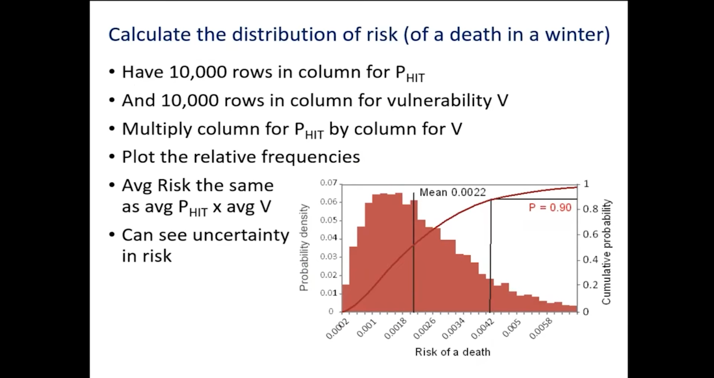Now we want to calculate the risk of death. In a winter, we have 10,000 rows in a column for the probability of a hit. We have 10,000 rows in a column for the vulnerability V. We're going to multiply the column for the probability of a hit times the column for the vulnerability V, and plot the relative frequencies as we did before. Now, of course, the average risk is the same as the average probability of a hit times the average vulnerability V. That is 0.0022. But now, one thing we couldn't do before is we can see the uncertainty in the risk.